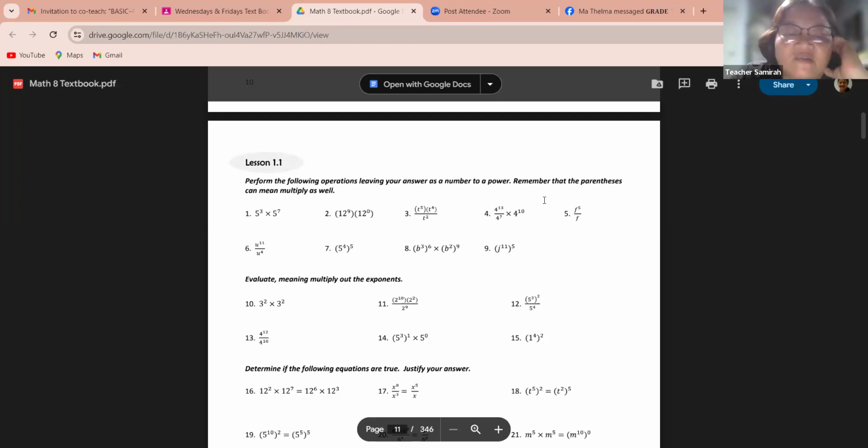How about number 15? 8? Is it 8? No, 1. That would give you 1. 1 times 1 times 1 times 1 times 1 will also be 1. Even though the exponent will be a million, the answer will still be 1.